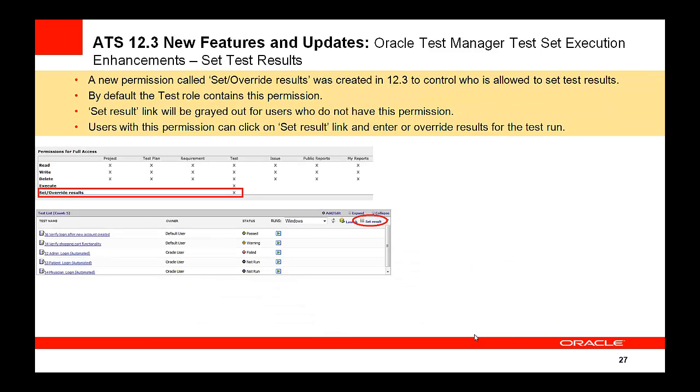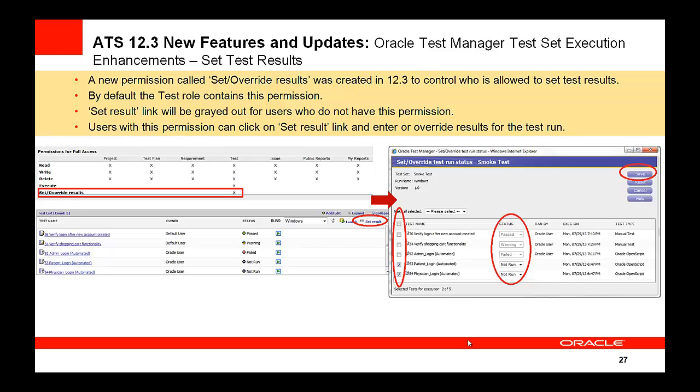In order to control who can set or override test results, we have created a new permission called Set Override Results. By default, the test manager role has this permission, and the set result link will be grayed out for users who do not have this permission. Users with this permission can click on the set result link and enter or override results for the test run.